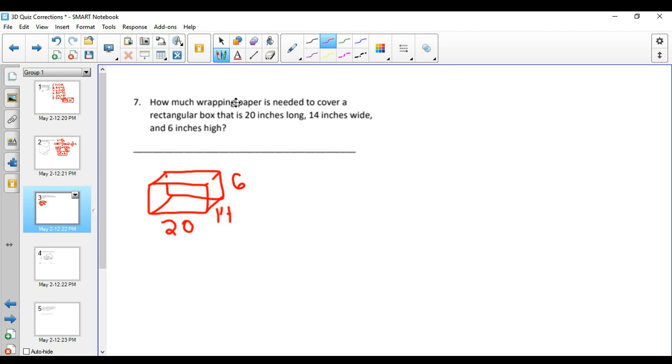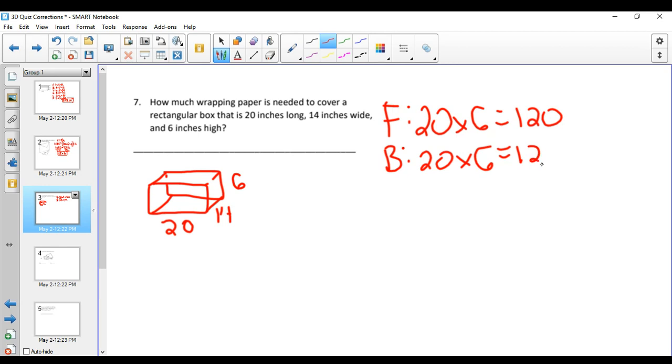Now, realistically, in real life, the wrapping paper does overlap. But pretending that we have wrapping paper that fits exactly around, that would represent the surface area. So we want to find the surface area of this prism here. So let's start with the front and back faces. So the front, it looks like, is 20 by 6. So we're going to do 20 times 6 for each of those, which gives us 120.